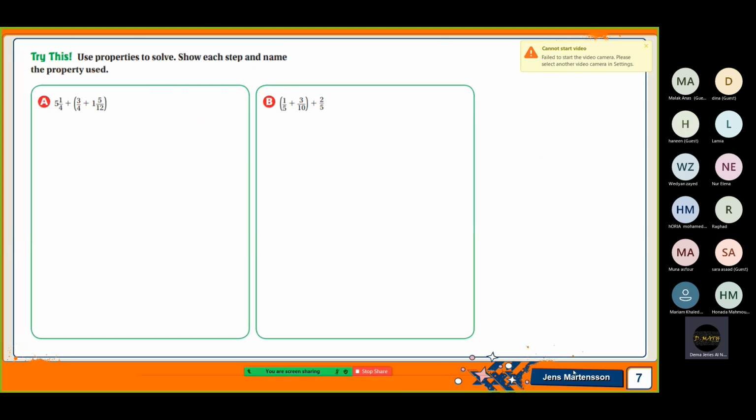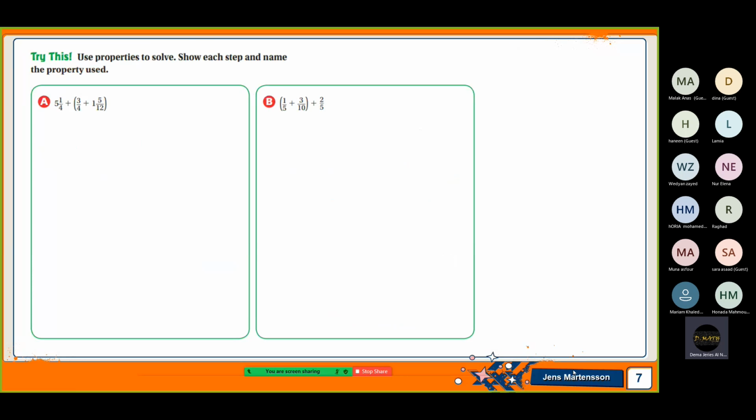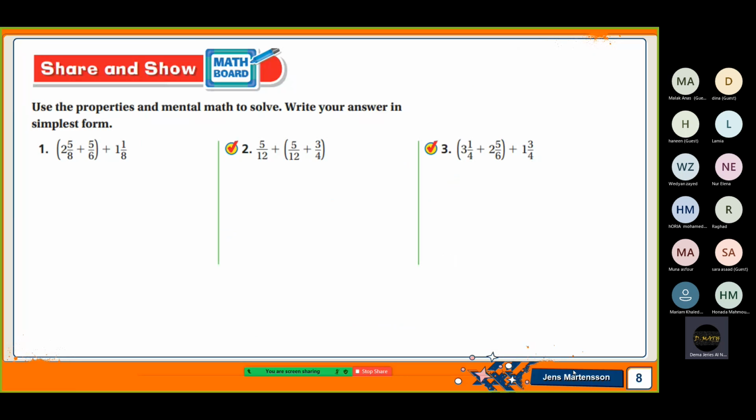So, as we said, in order to add, sometimes we're going to use the properties of addition, like the commutative and the associative property. And we say the commutative, I will change the order. And if I change the order, it doesn't matter. Now, look at this example here. Here we have 2 and 5 over 8 plus 5 over 6 plus 1 and 1 over 8.